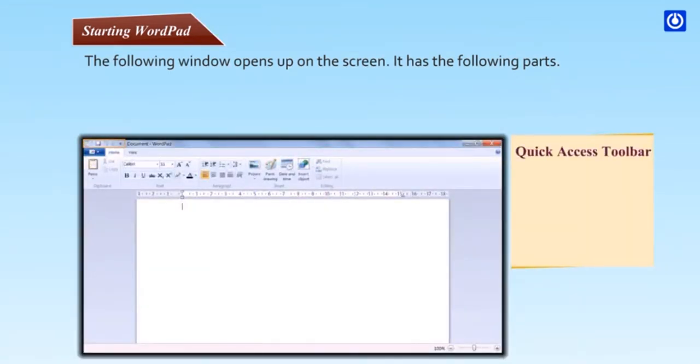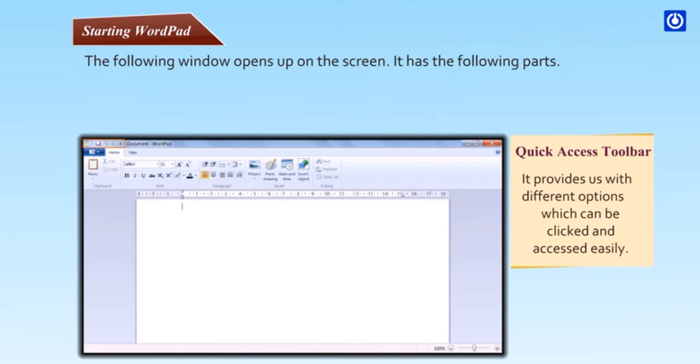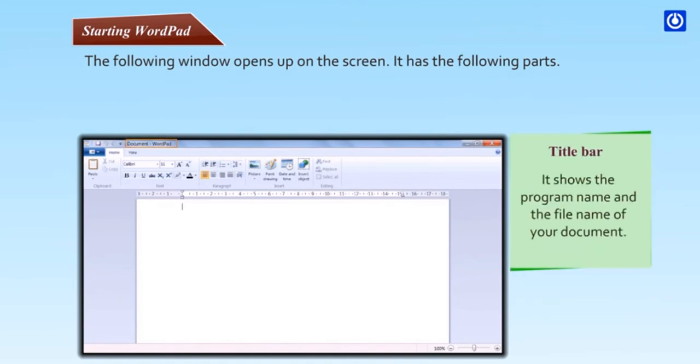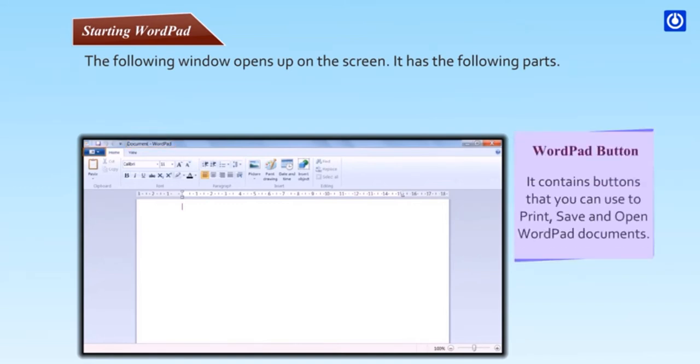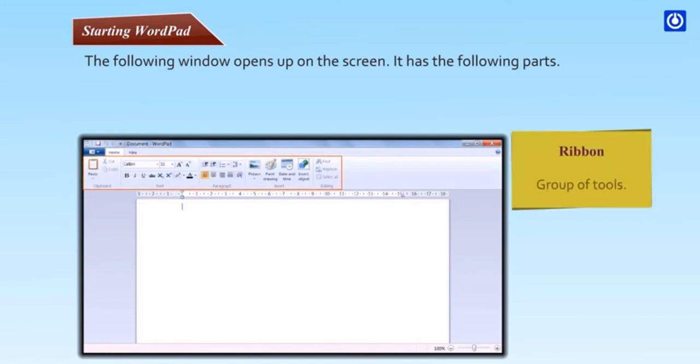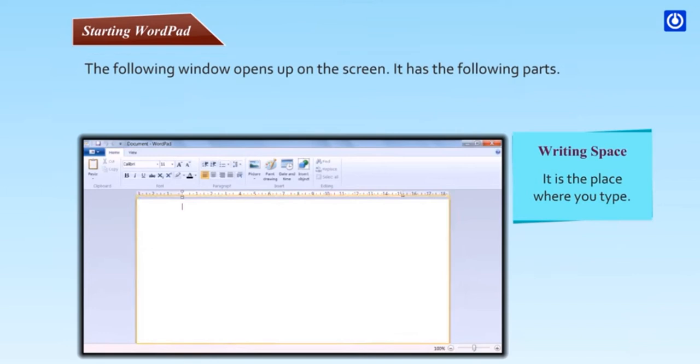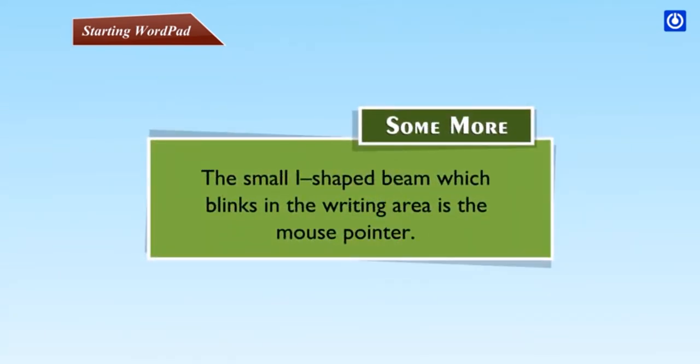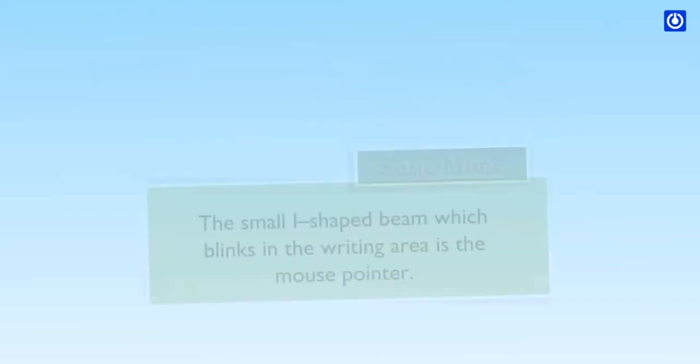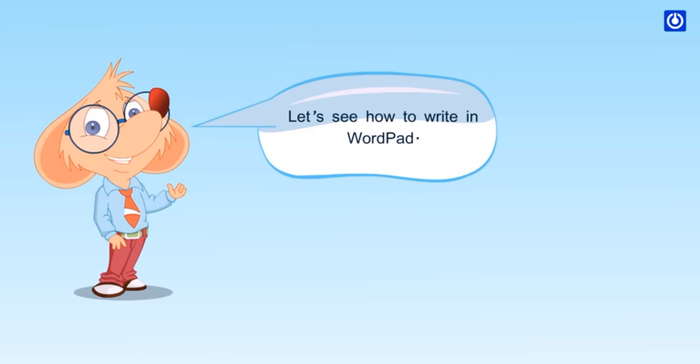Quick Access Toolbar. It provides us with different options which can be clicked and accessed easily. Title Bar. It shows the program name and the file name of your document. WordPad button. It contains buttons that you can use to print, save and open WordPad documents. Ribbon. Group of tools. Writing space. It is the place where you type. Some more. The small eye-shaped beam which blinks in the writing area is the mouse pointer. Let's see how to write in WordPad.